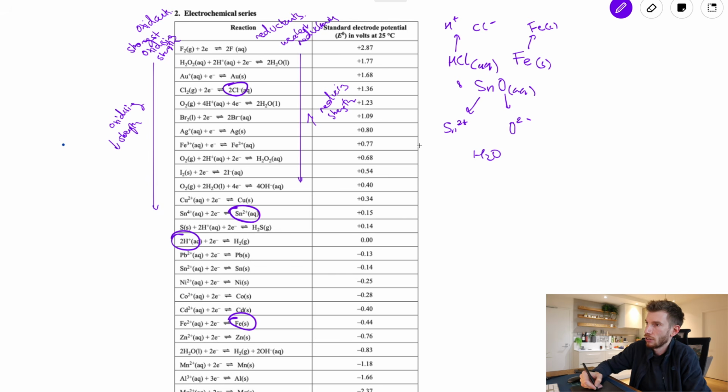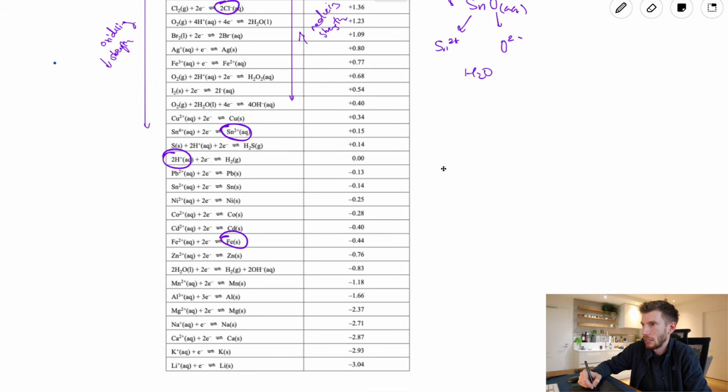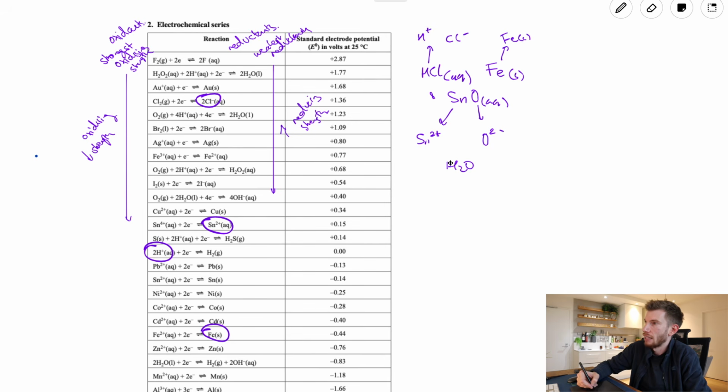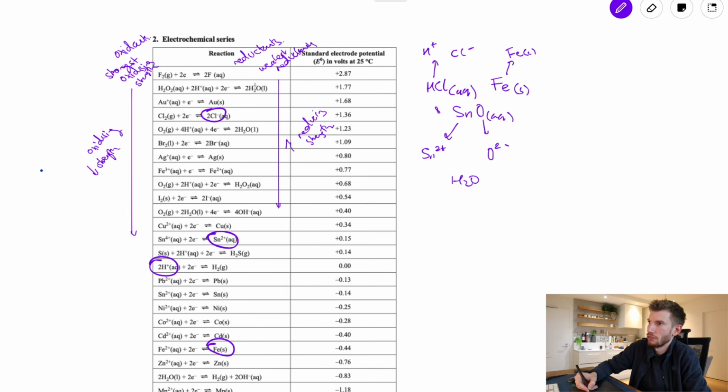And then we have oxygen 2-, which I can't find anywhere. I don't think it appears on this particular one. It does not. Cool. And then finally we have water, and water appears in a few different spots. So we've got it here, here, and further down, here, and here as well.